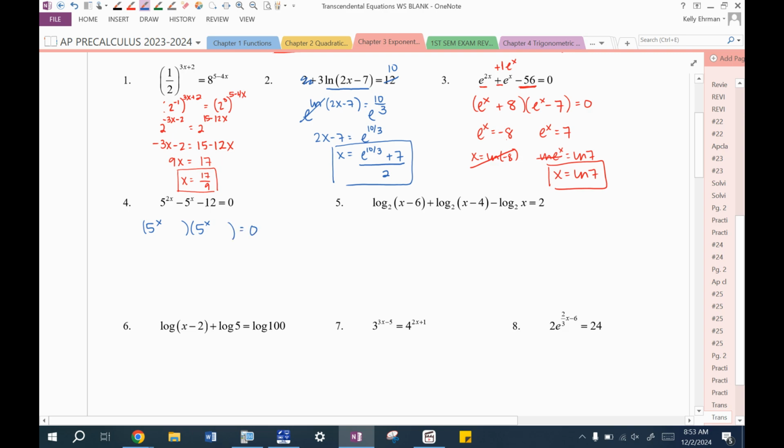And it's not that we want the factors of 12 that give us 5. Remember, it's what's in front of this. This is negative 1 times 5 to the x. So we want the factors of 12 that add or subtract to give us negative 1. So that's going to be minus 4 and plus 3.